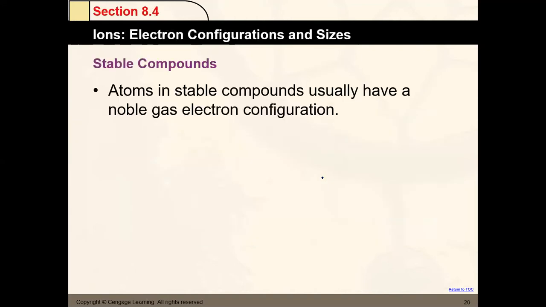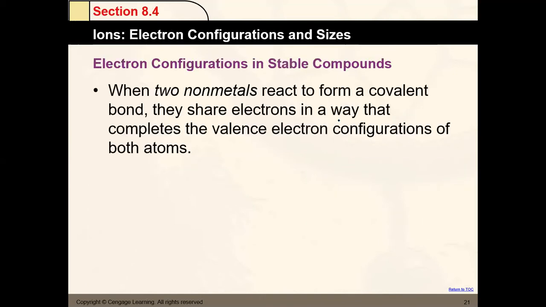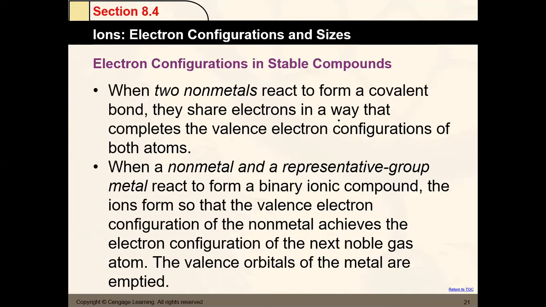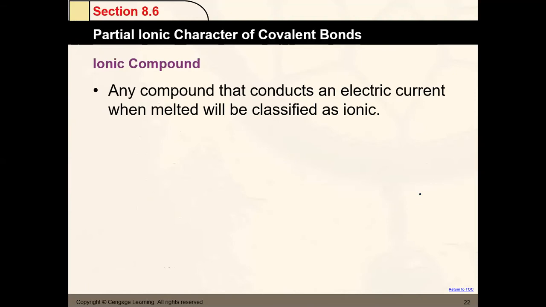Stable compounds, right? Atoms are stable when they have a noble gas electron configuration. That's really the driving force: atoms want to be like a noble gas, the closest noble gas. When two non-metals react, they form a covalent bond, right? We mentioned that before, and they share electrons. When a non-metal and a metal react, they form a binary ionic compound, right? There is a loss and gain of electrons. And who are the ones responsible for losing and gaining electrons or sharing electrons?